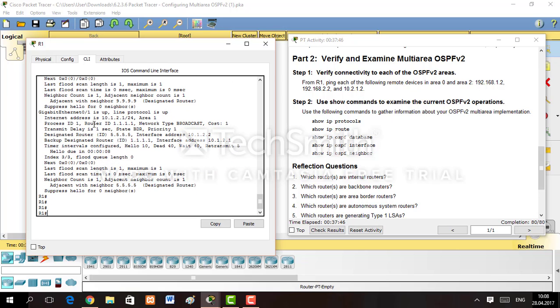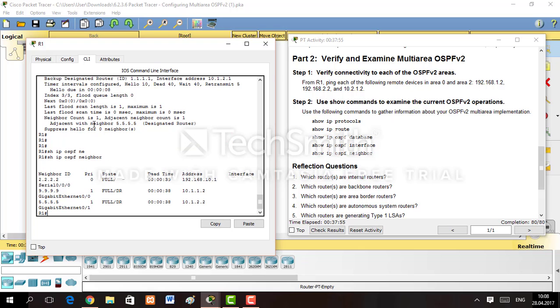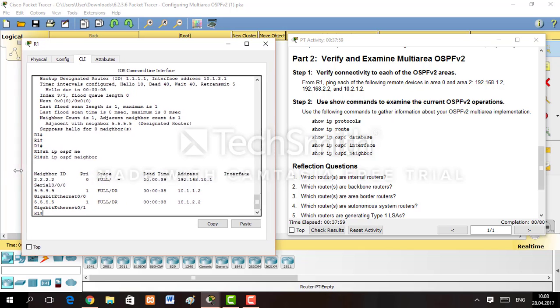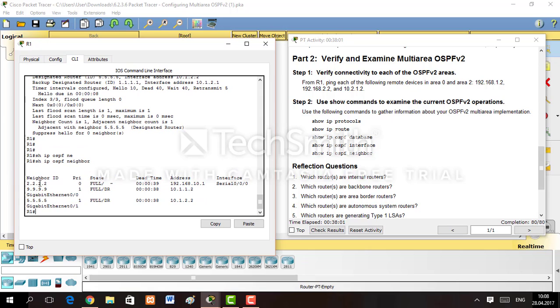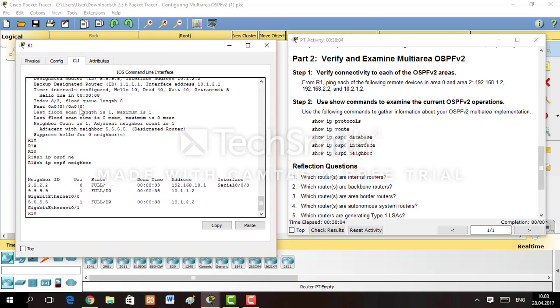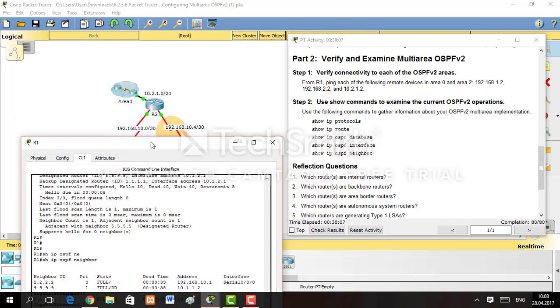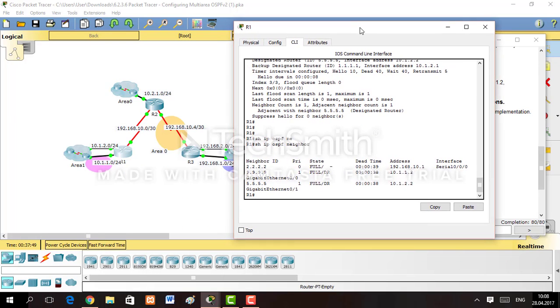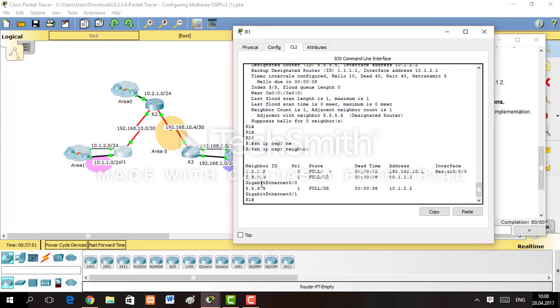Okay, next one is show IP OSPF neighbor. And here we have that our OSPF has neighbor 2.2.2.2. This is the router 2, and this one and this one are routers in this cloud.